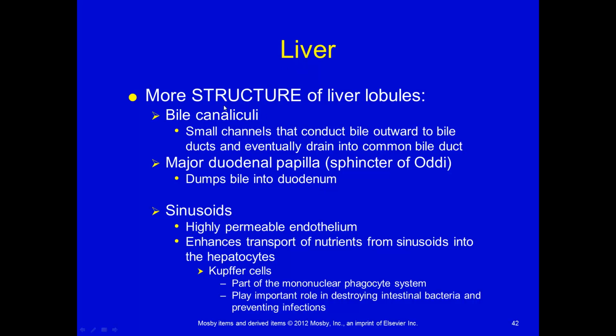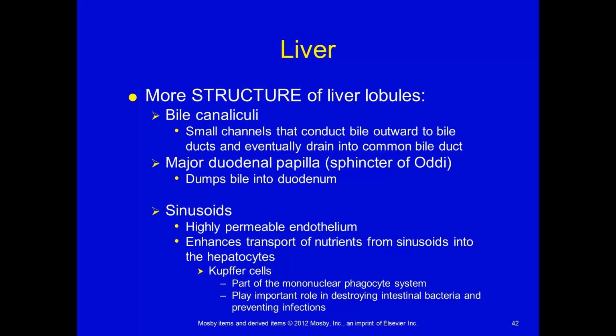So, once the bile leaves the liver and goes to the gallbladder, then you've got this sphincter, as I mentioned already when I showed you the picture this morning, that dumps bile right into the duodenum. We talked about that. Again, sinusoids are the capillaries in the liver. They consist of very highly permeable endothelium.